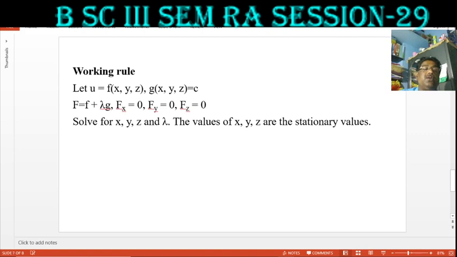Now the working rule for that: here u is equal to f of x, y, z, g of x, y, z is equal to c, capital F is equal to f plus lambda g. Then calculate F x equal to 0, F y equal to 0, F z is equal to 0. Solve for x, y, z and lambda, and the values of x, y, z are the stationary values.